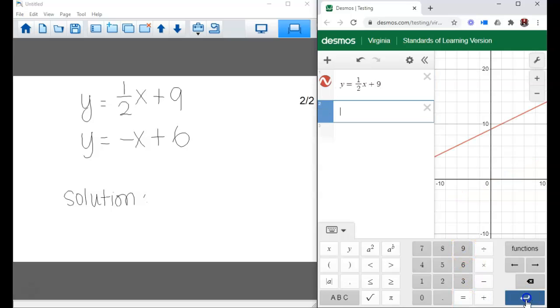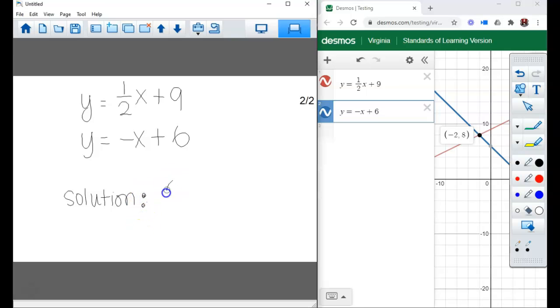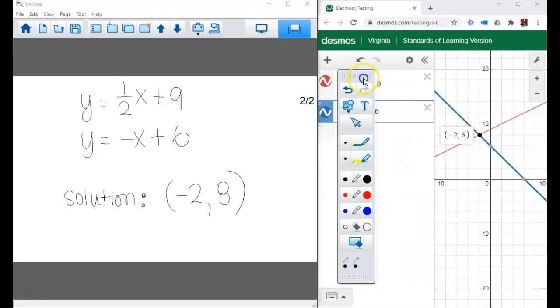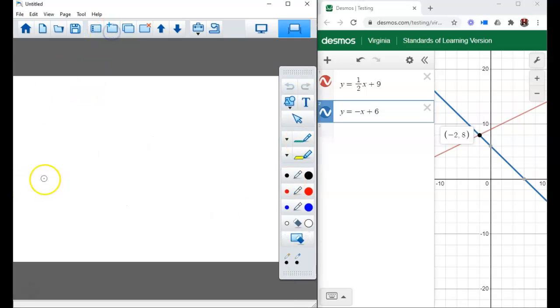So there's that first equation. All right, now I'm going to do y equals a negative x plus 6. And you'll notice it graphs the lines in two different colors, and I see my blue line and my red line intersect right there. So if I click on that point, that will give me my solution. So negative 2, positive 8 is the point where those two lines intersect one another. So easy enough. All we got to do is put the information into the calculator and then look at that graph and see where those two lines are crossing.